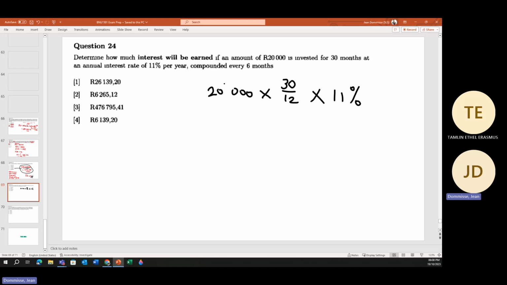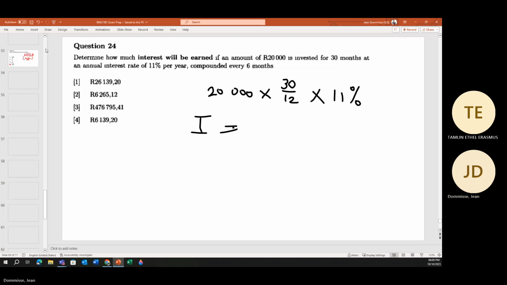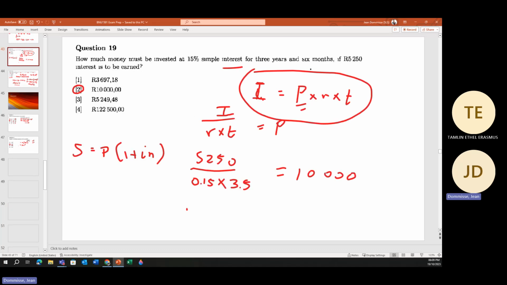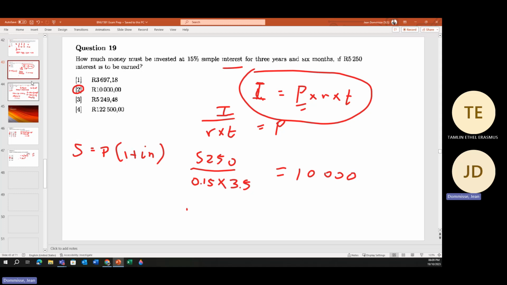So we need to look at the interest earned. So let's quickly get to interest earned, and I am going to go back to a previous one, just so that we get this one. That was interest earned as well, but that was simple interest.